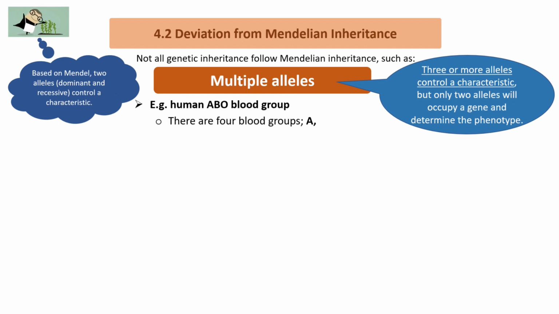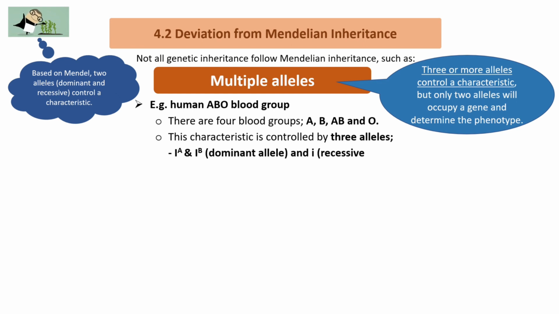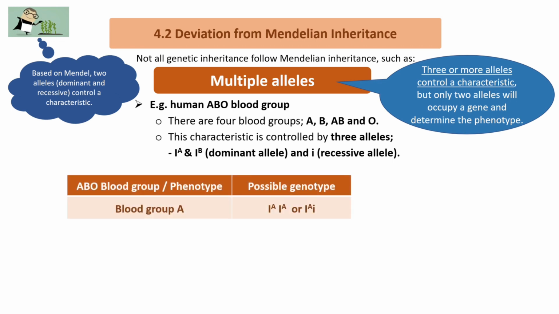For example, human ABO blood group. There are 4 blood groups, A, B, AB and O. This characteristic is controlled by 3 alleles: IA and IB, dominant alleles, and small letter i, recessive allele. For blood group A, the possible genotypes are homozygous dominant IAIA, or heterozygous IAi.